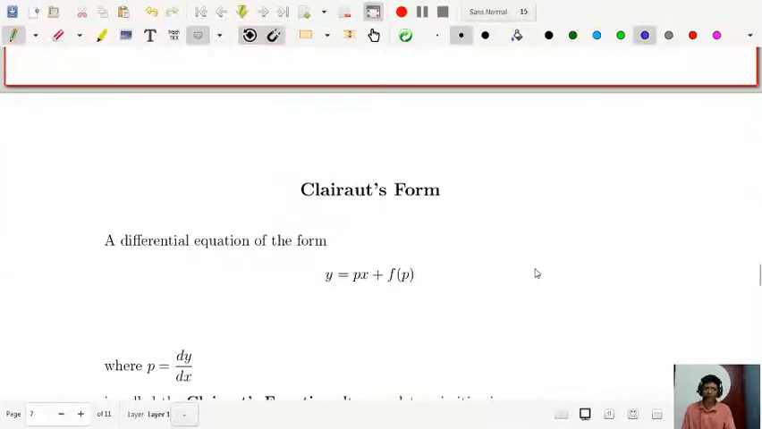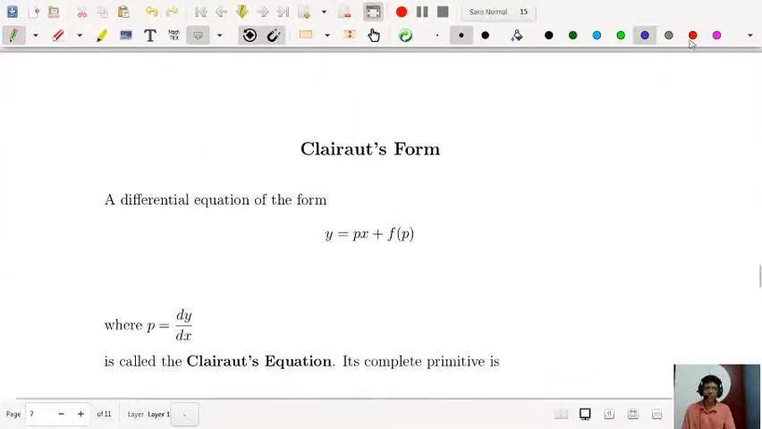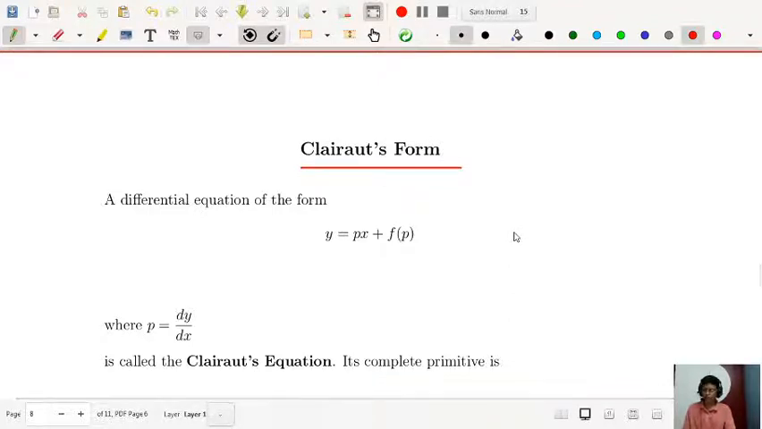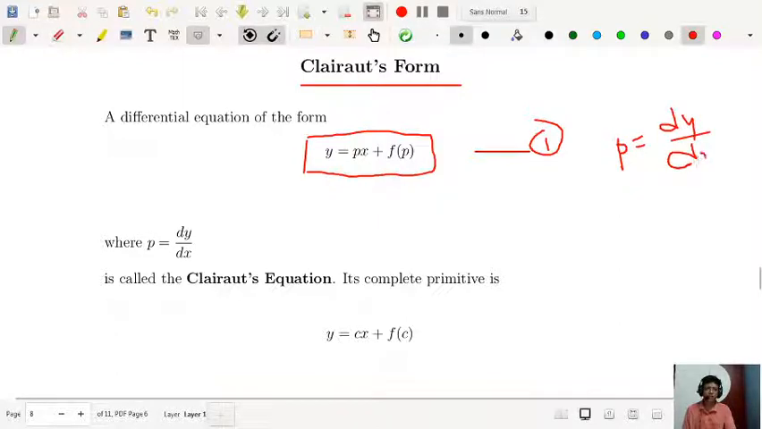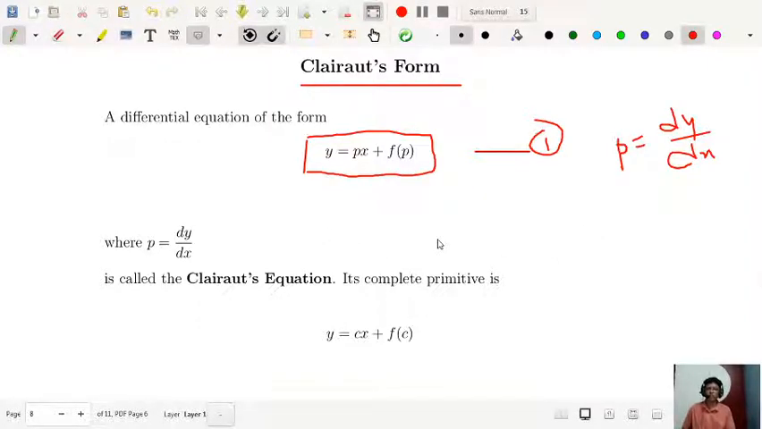We have arrived at the last section, the most important one, that is Clairaut's form. So what is Clairaut's form? A differential equation of the form y equal to px plus a function of p, where p is dy/dx, is Clairaut's form. Just like you have recognized Bernoulli's equation, how will you recognize Bernoulli's equation or the linear equation?